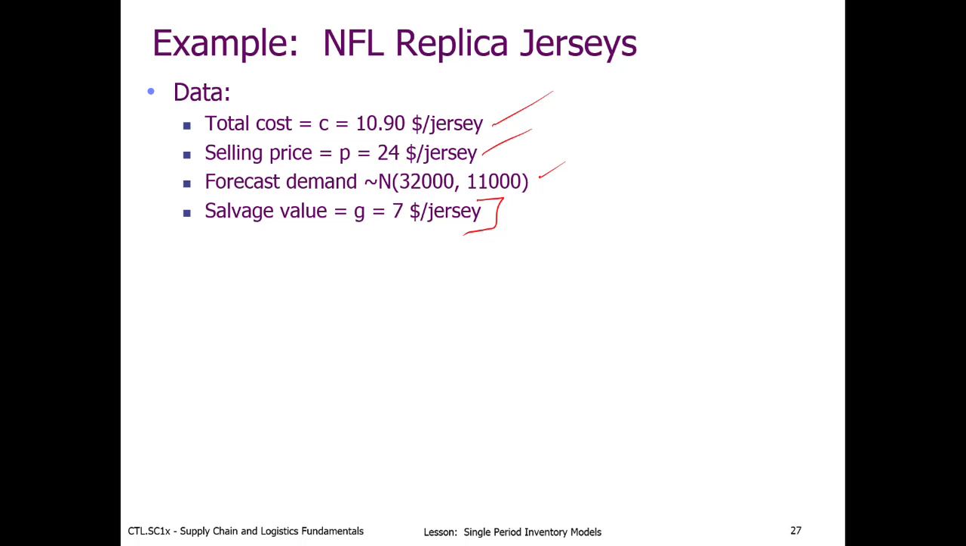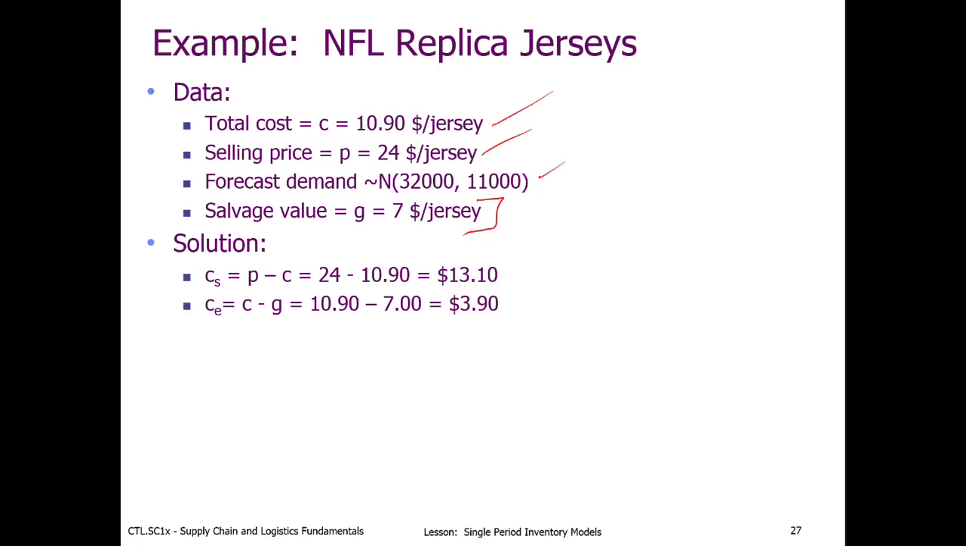What does this do? Well, I can look at my cost of shortage and my cost of excess, as we just showed on the previous slide, and it comes out to $13.10 for the cost of shortage and $3.90 for the cost of excess. So my critical ratio comes to 0.771. What is this saying? This is saying that I should order a Q that covers 77.1% of the probability distribution. Notice that my Q is a lot bigger. I can cover more of the demand here.